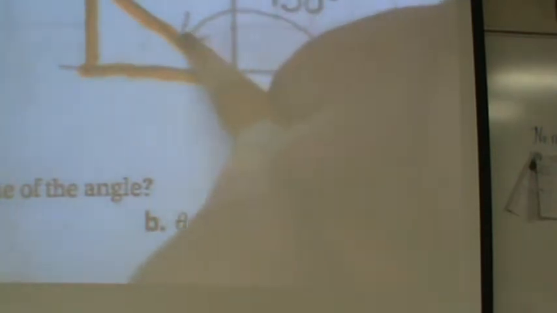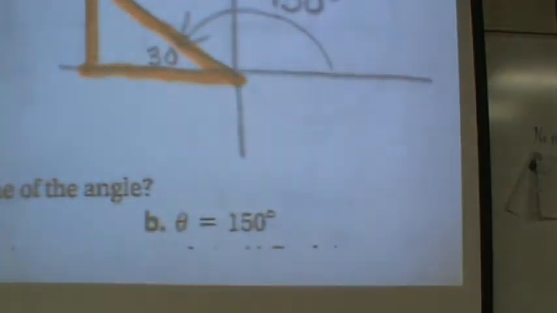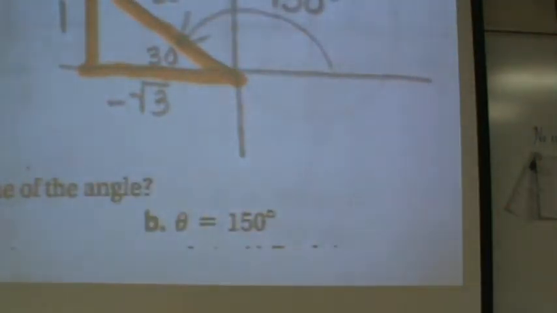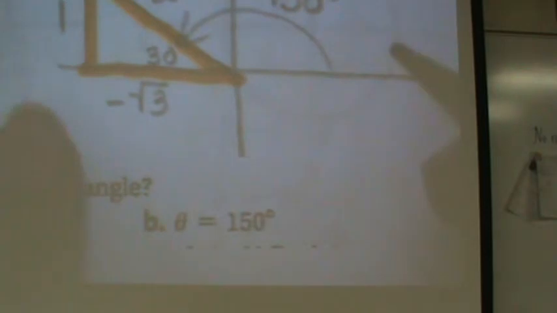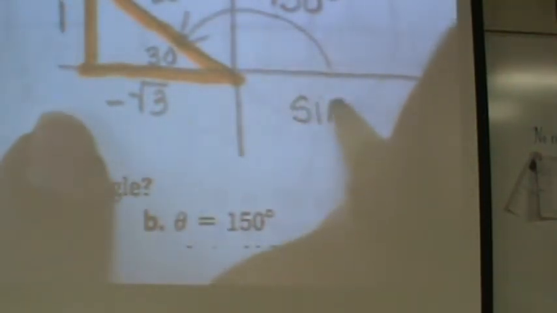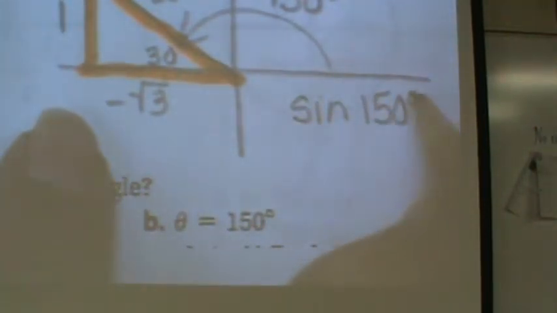If from here to here is 150, what is this little angle here? 30, right? So now, if this is 30, what are we going to name this? Opposite, 1. What would this be called? -√3, and this is 2. Now, if you don't know where these numbers are coming from, that's from geometry.